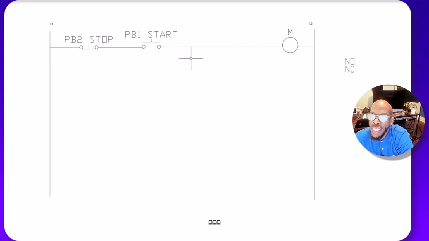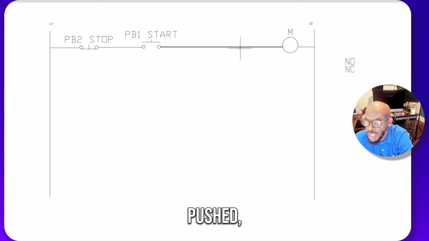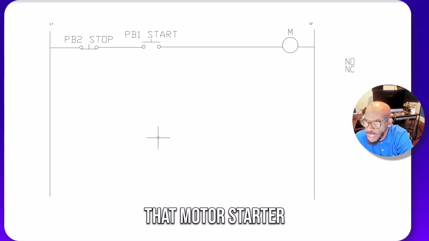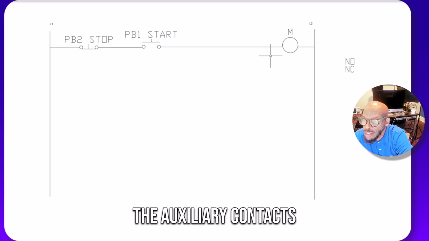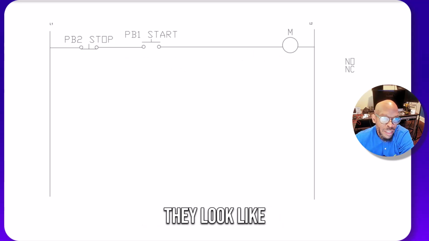What happens if I just leave it like this? If I push this start button, what's going to happen? Electricity will be able to flow as long as this push button is pushed, and it will energize this motor relay, and the motor will start. But when I release the start push button and it goes back to this state, that motor starter is going to shut off. That's where the auxiliary contacts come in, and those contacts look like this.